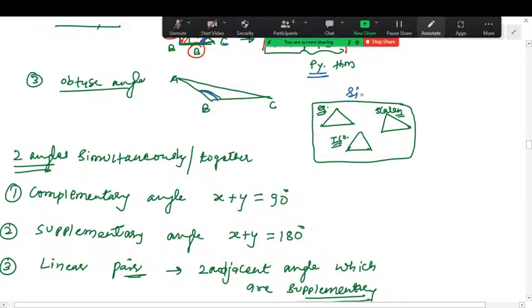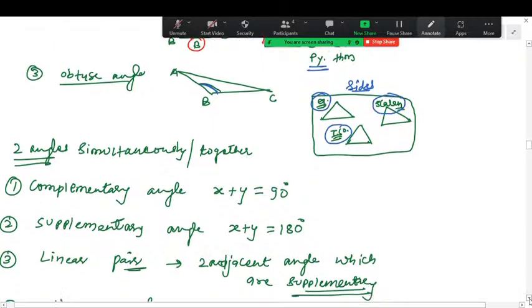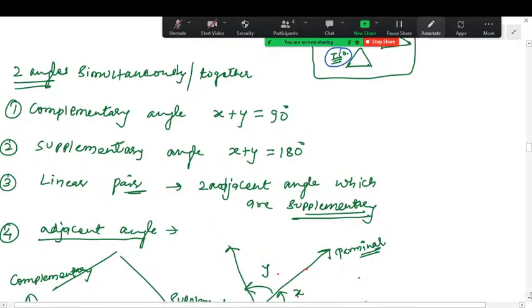A triangle can also be considered on the basis of sides. If all the sides are equal, the triangle is equilateral. If two sides are equal, the triangle is isosceles. If all of them are different, the triangle is scalene. Angles can also be considered two at a time, like complementary angles, where the sum is 90, supplementary angles, where the sum is 180, and linear pair, where two adjacent angles form supplementary angles, that means forming 180.